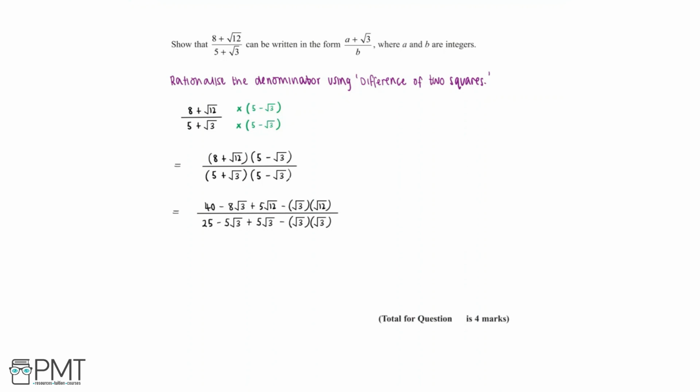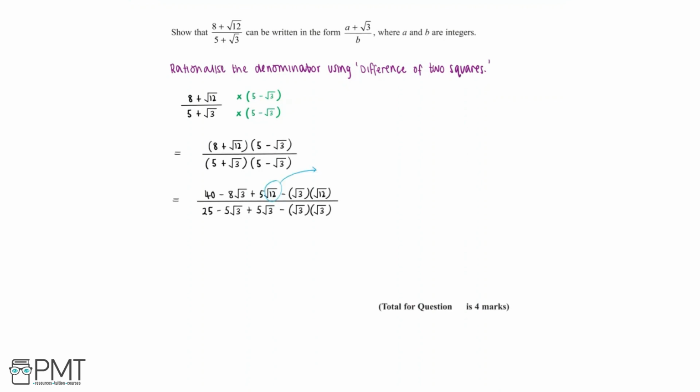Now let's take a closer look at root 12. We can say that the square root of 12 is equivalent to the square root of 4 multiplied by 3. Now using our surd laws, we can say that the square root of 4 multiplied by 3 is equivalent to the square root of 4 multiplied by the square root of 3. We can simplify the square root of 4 because we know that root 4 is equal to 2, and so we can see that root 12 can be written as 2 root 3.